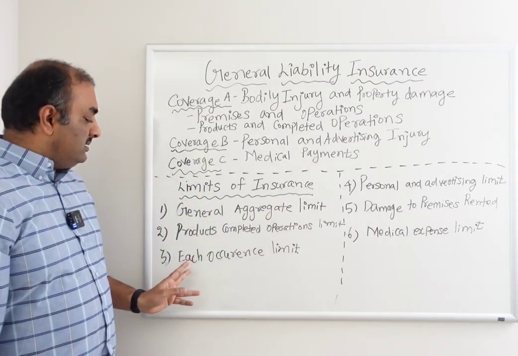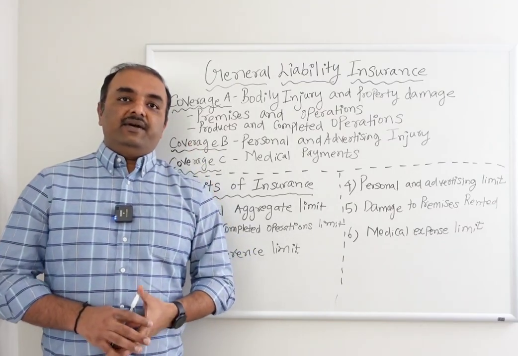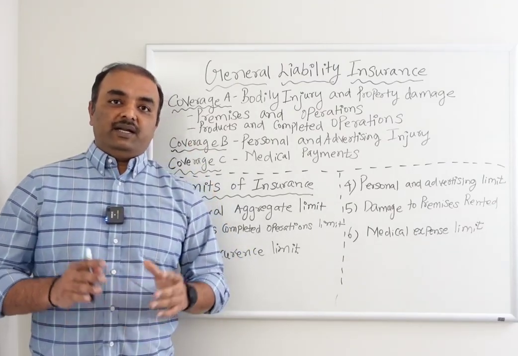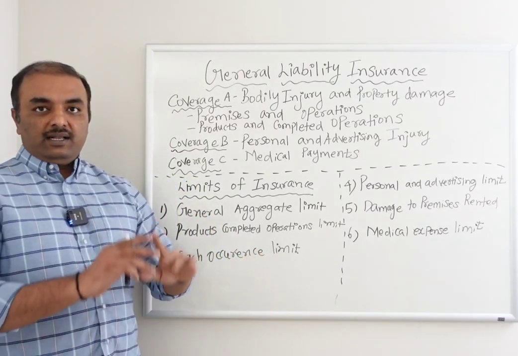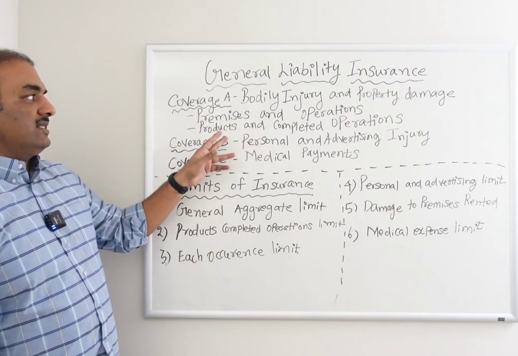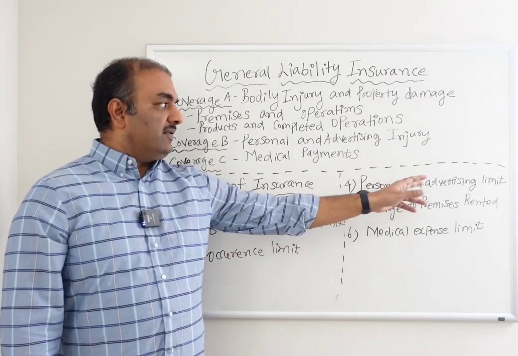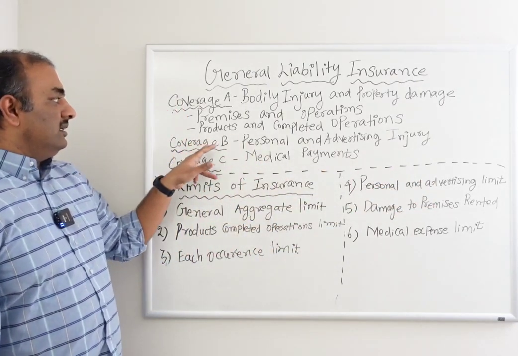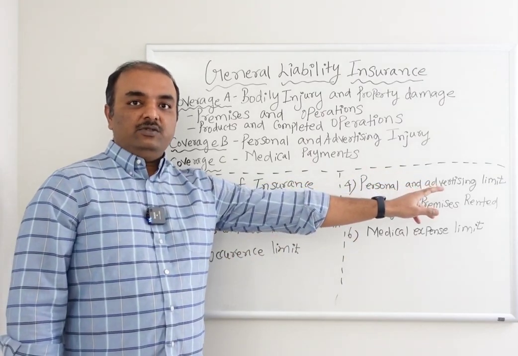The third limit is the each occurrence limit. This is for a particular occurrence. Say I have a customer who got impacted at a particular time. This is the maximum amount that I can pay for a particular occurrence. It can include both premises and operations or products and completed operations. The fourth one is personal and advertising injury. This is what we covered in coverage B. If something happens, this is the maximum limit that the insurance company is going to pay.